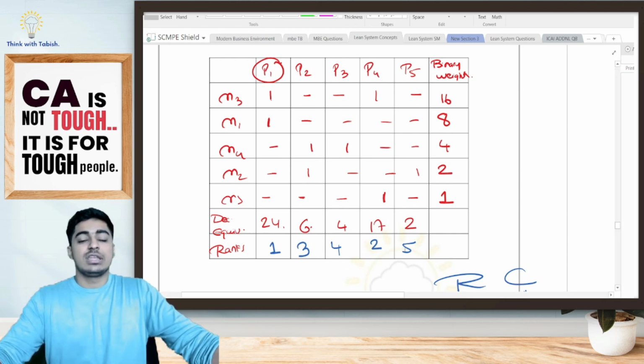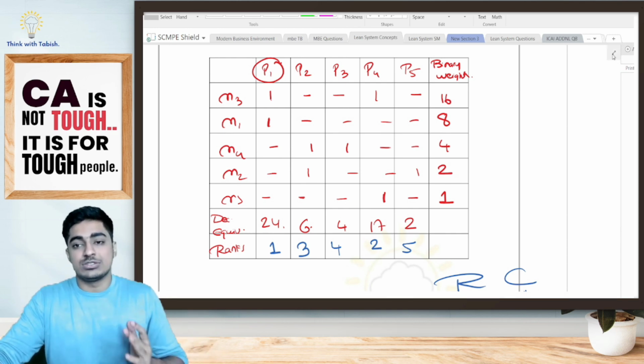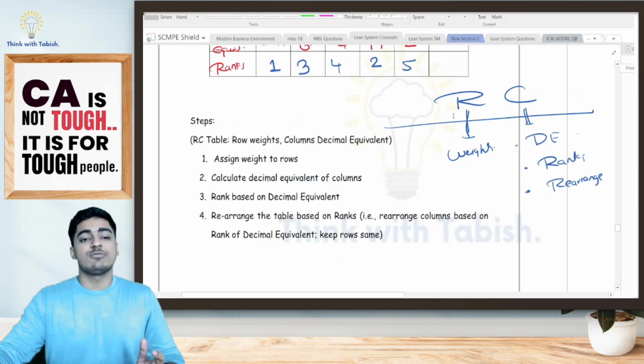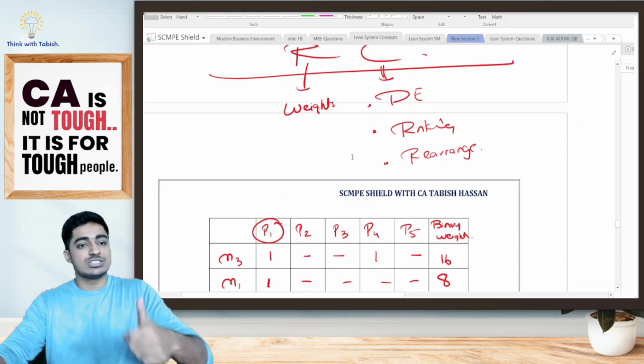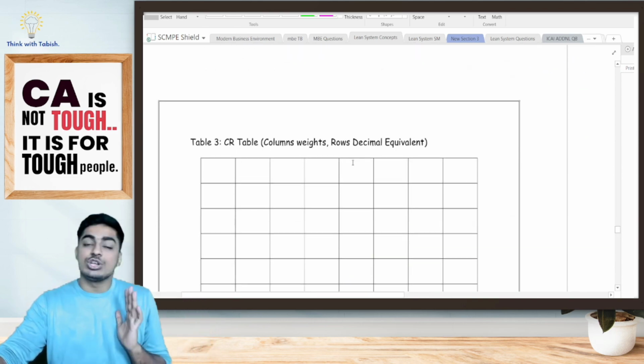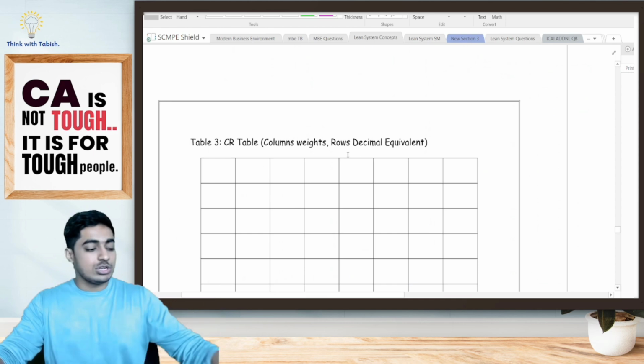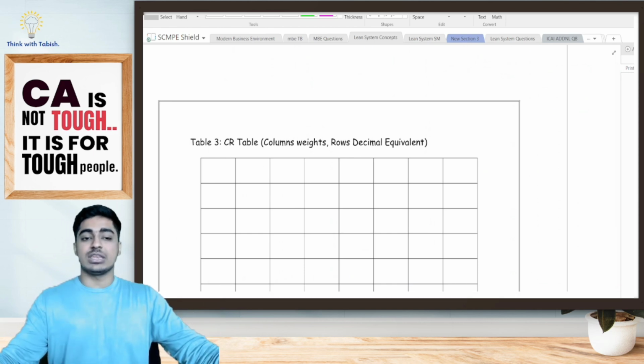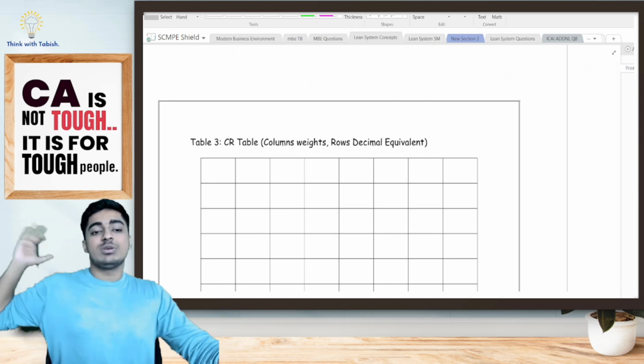Now we need to move to the third table, students. From now on things have become very simple. Table 1 is over. Table 1 is my CR table, Cristiano Ronaldo. Table 2 is going to be my RC table. So what is going to be table 3, students? What is going to be table 3? Table 3 is again going to be my CR table.